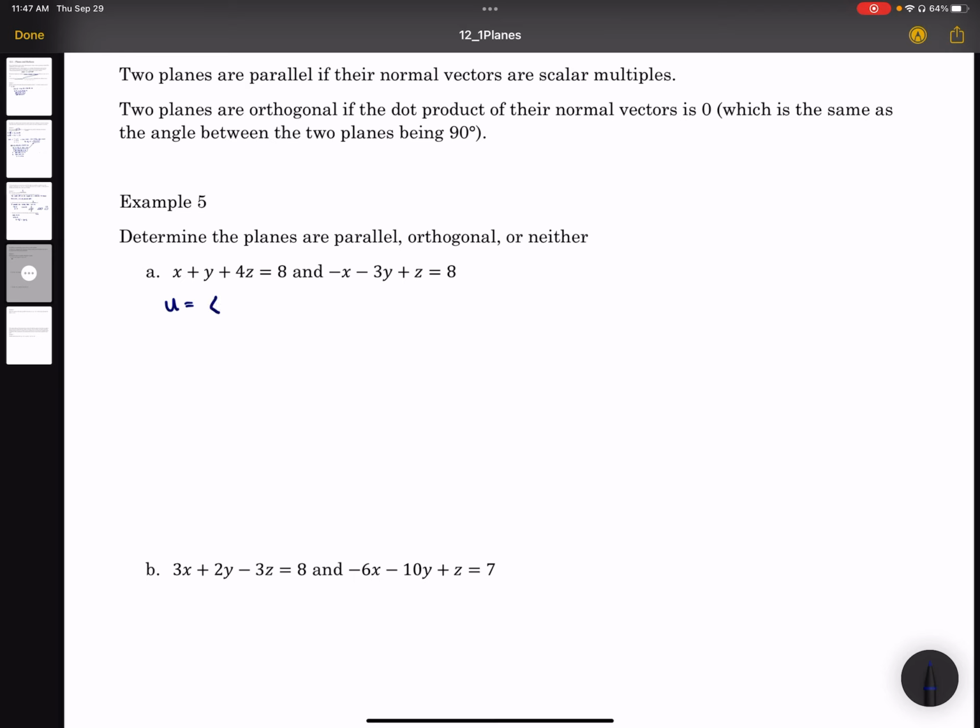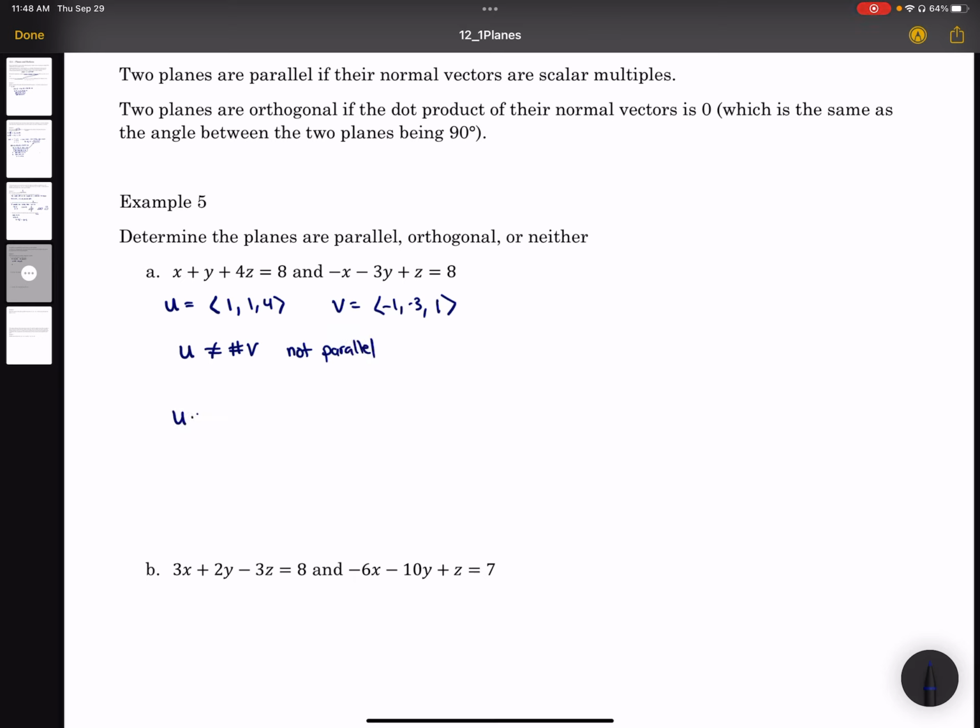So for example, A, U is 1, 1, 4, and V is -1, -3, 1. Now we can clearly see that U and V are not multiples. So what we're saying is that U is clearly not equal to some number multiplied by V, but maybe their dot product is 0. That would mean that they are orthogonal. So what we know is that they're not parallel.